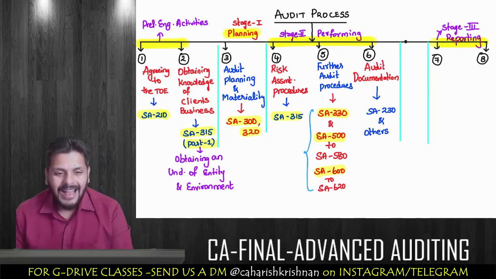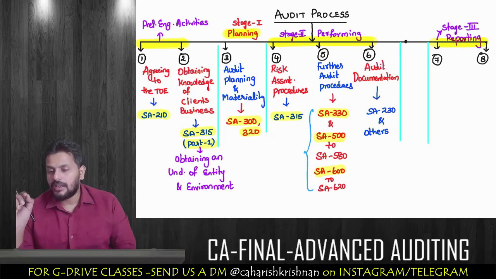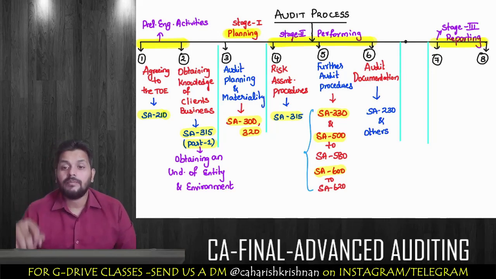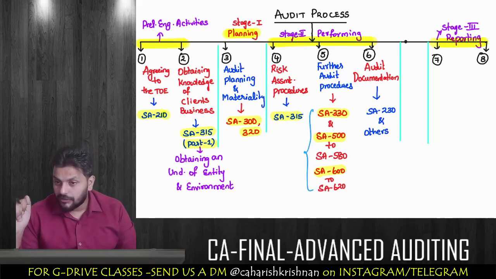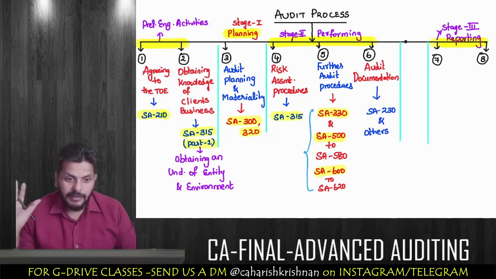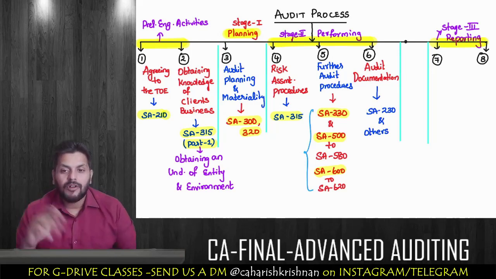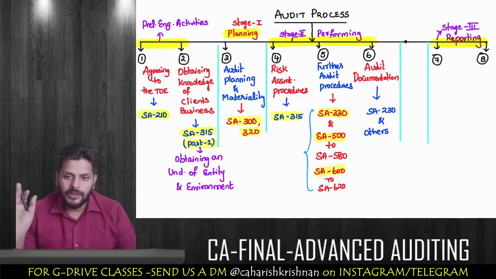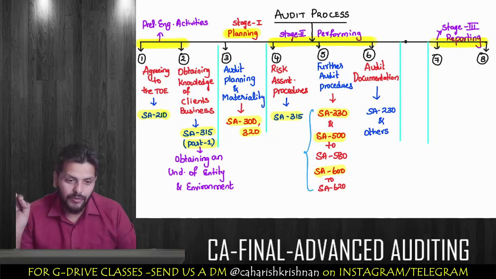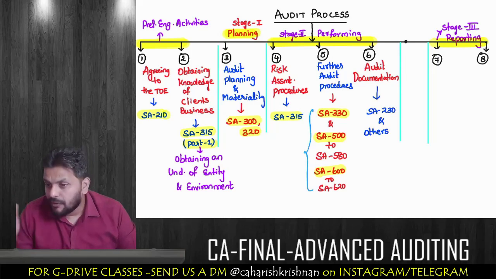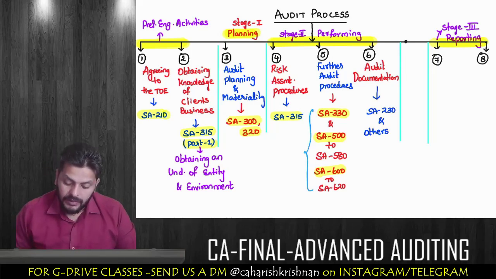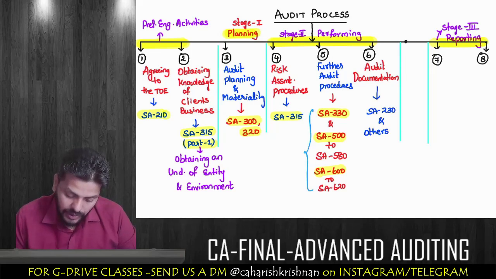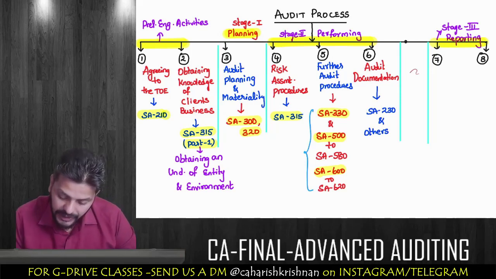This stage is not assuming a specific importance, or it's not mentioned as a separate stage. Only 3 stages are mentioned in any discussion of audit: planning, performing, and reporting. But after performing is done, when all the documentation is over, after this entire performing activity is done, and before you start reporting, there is one standard which is called SA 450.